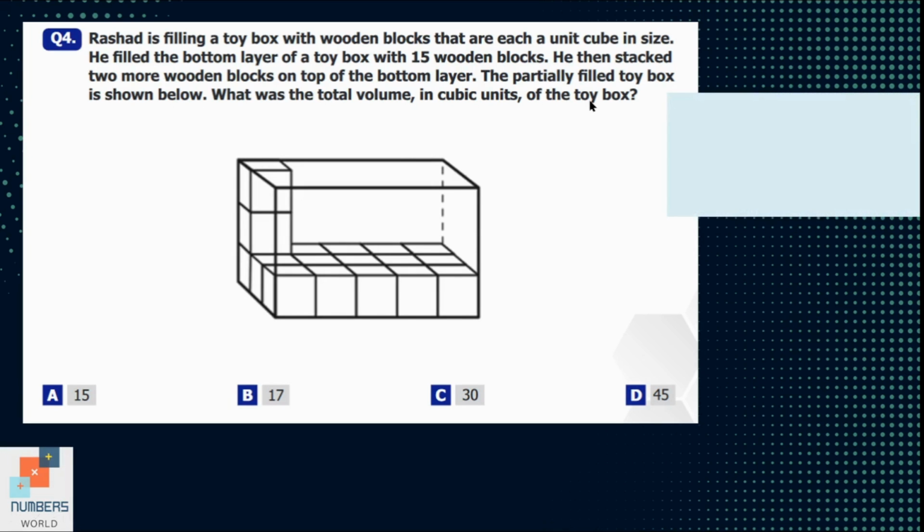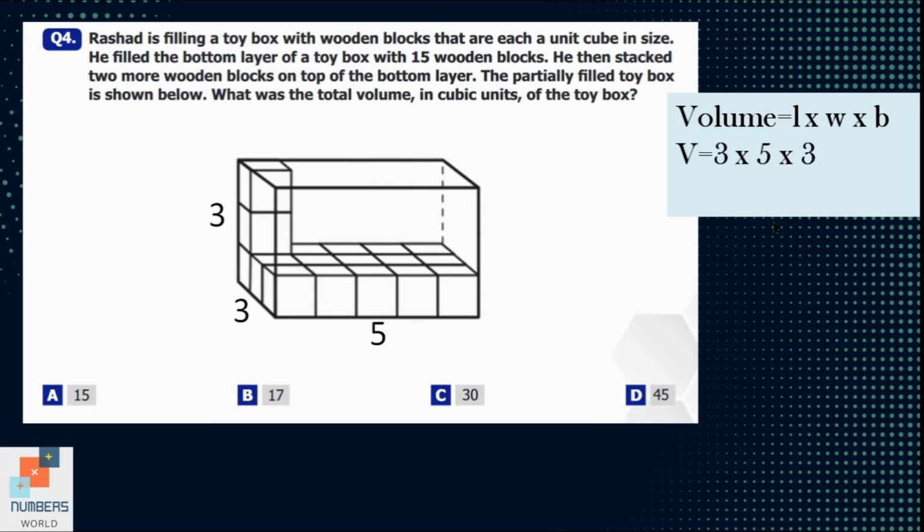So we know the volume of a cuboid or cube is equal to length multiplied by width multiplied by breadth. So we are going to find out these three measurements. Like length is equal to 3, as we can see 3 blocks here. 1, 2, 3, 4, 5. So 5 blocks are in the base. So width is equal to 5 and breadth. There are 3 blocks here. So breadth is equal to 3.